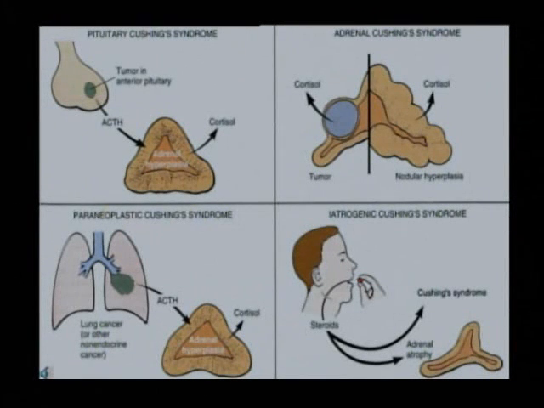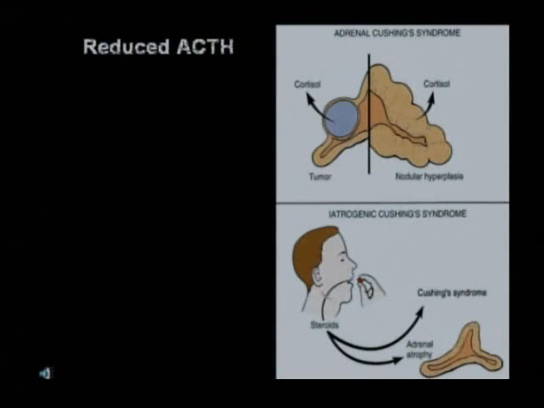Hypercortisolism in which ACTH production is suppressed can once again be caused by only two of these possibilities: adrenal Cushing syndrome or iatrogenic Cushing syndrome. A simple history of steroid use should be sufficient to differentiate between these two remaining possibilities.